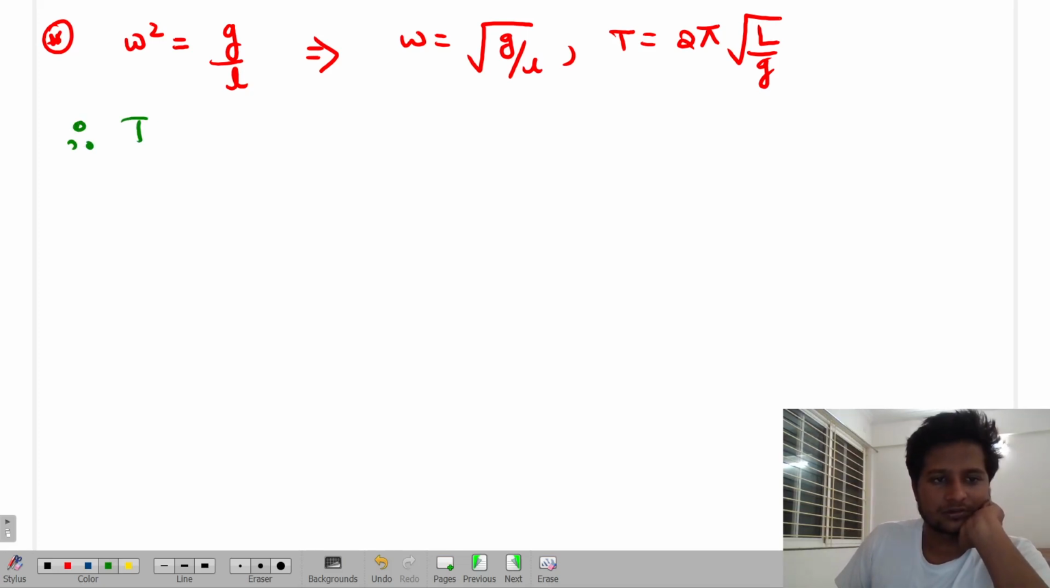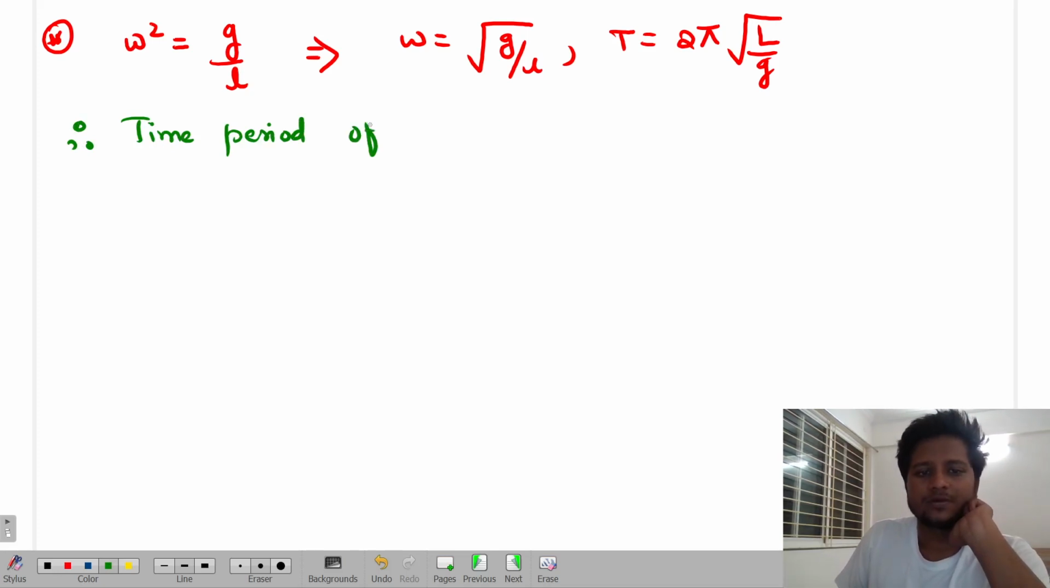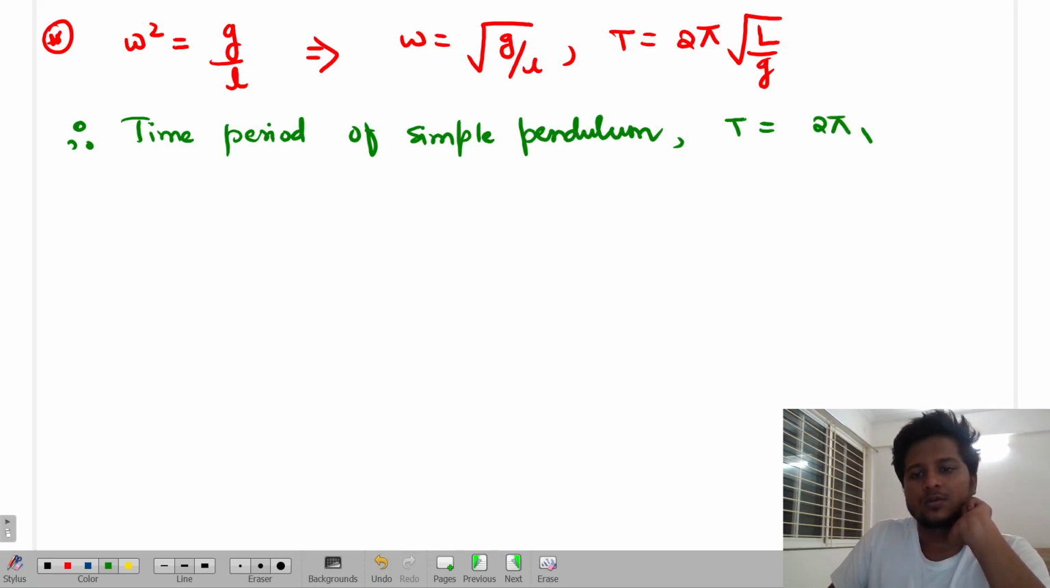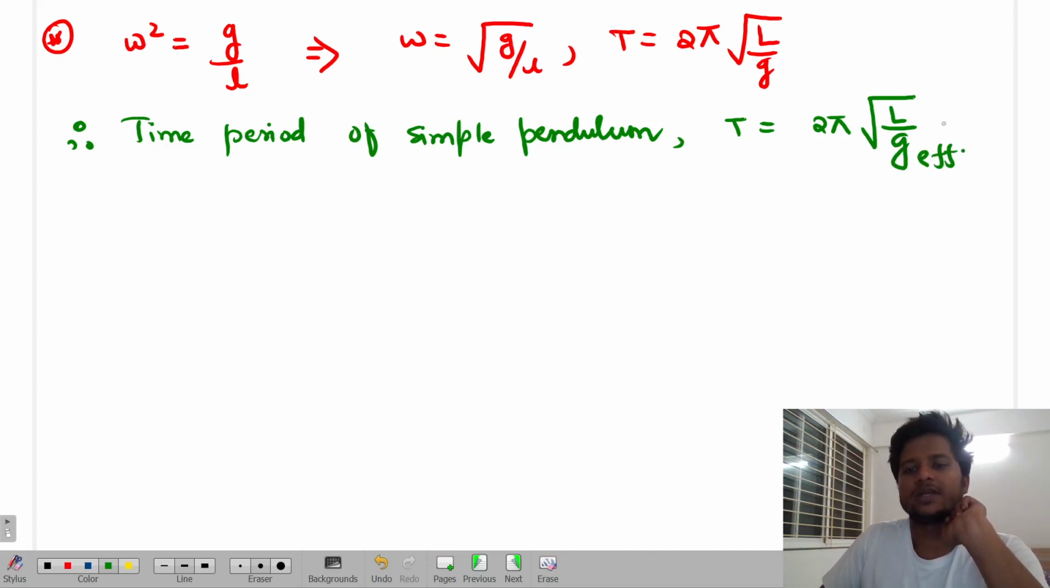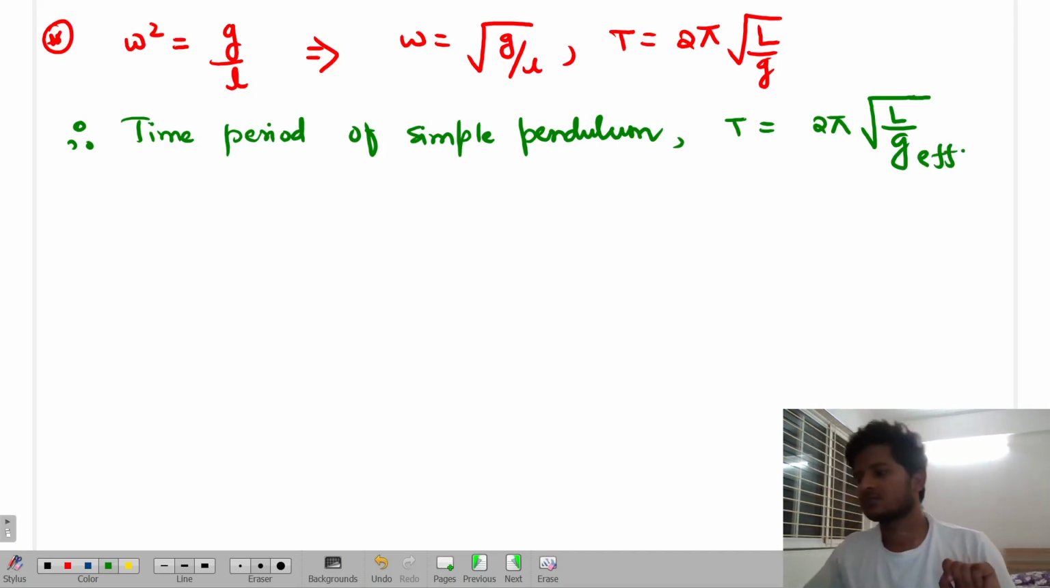So therefore, time period of simple pendulum is given as T is equal to 2 pi root over length of the thread divided by effective gravity. Which gravity? Effective gravity. Is that clear or not? Is that clear?